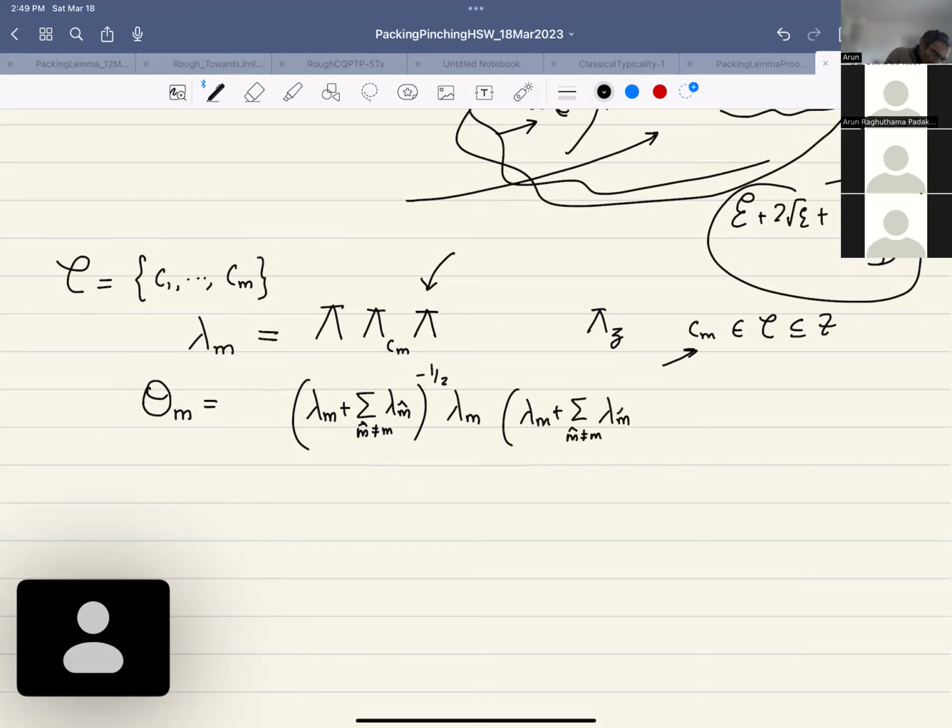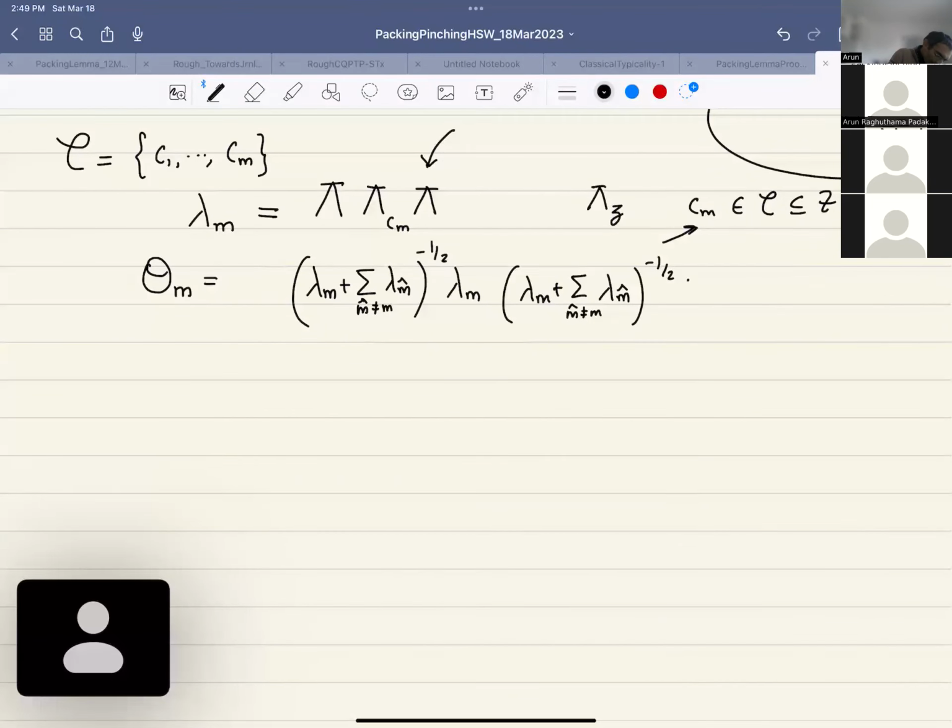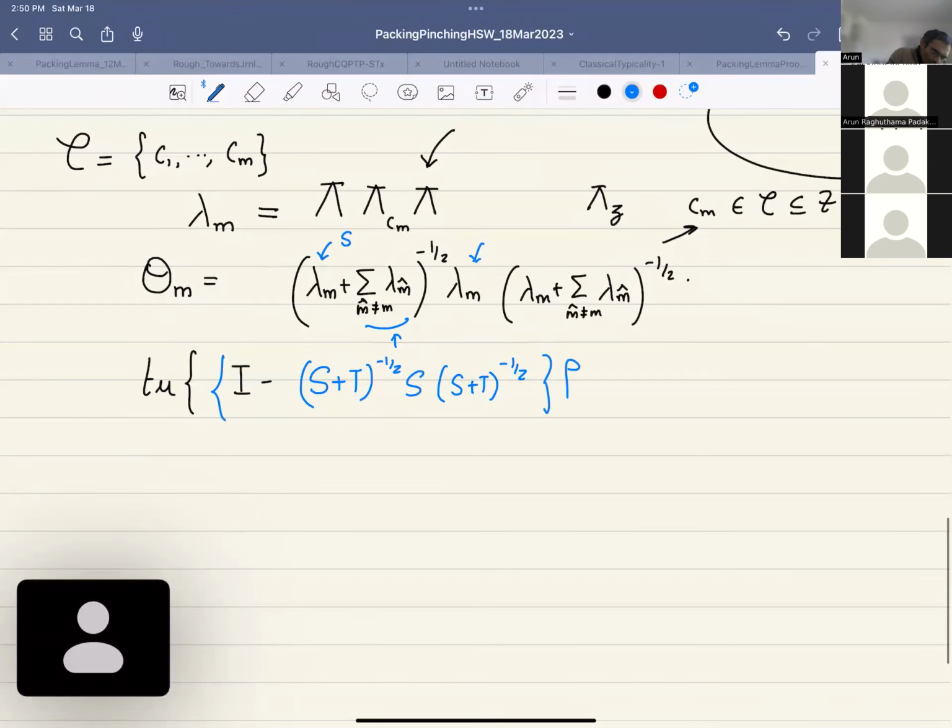But I have this big beast with me and I have to somehow deal with this, right? So now what am I looking at? I am looking at a trace of I minus theta m. What is theta m? Theta m is this beast. So I will call this S and I will call this T, to use later on. So S plus T whole power minus half, this is S again, and S plus T whole power minus half. I have this applied on rho Cm. I was looking at this.